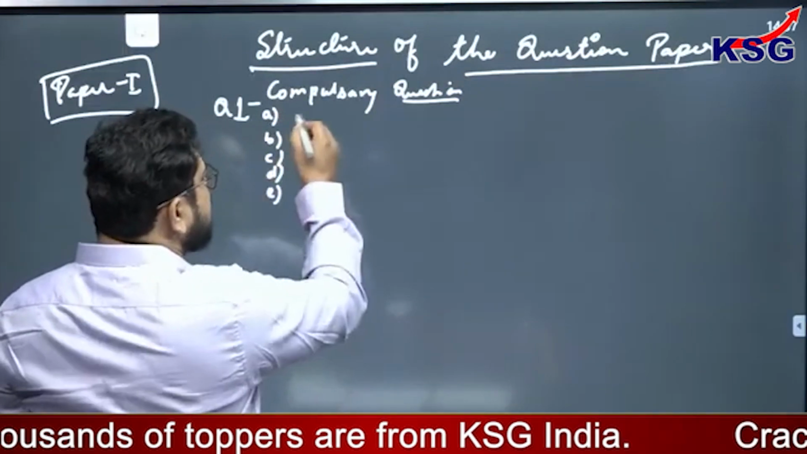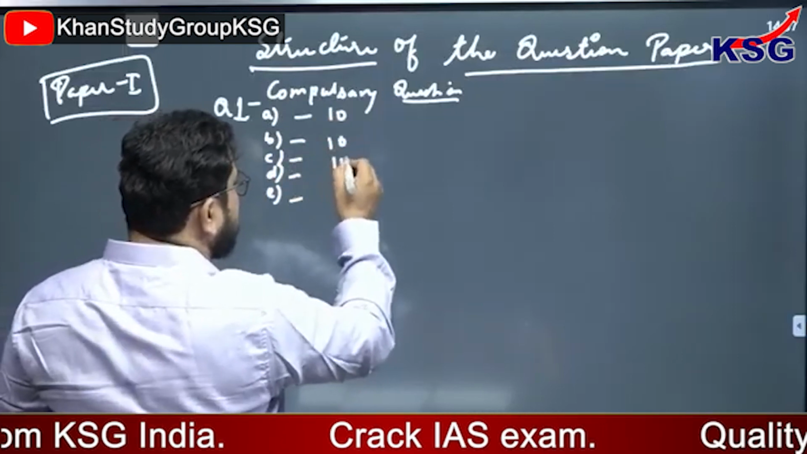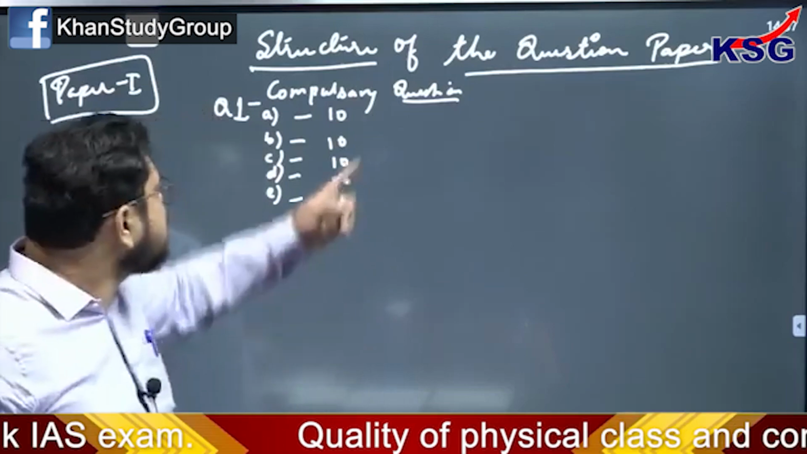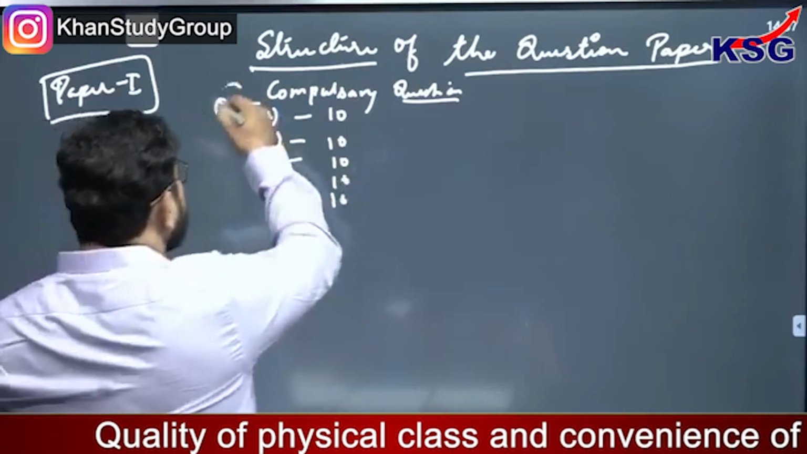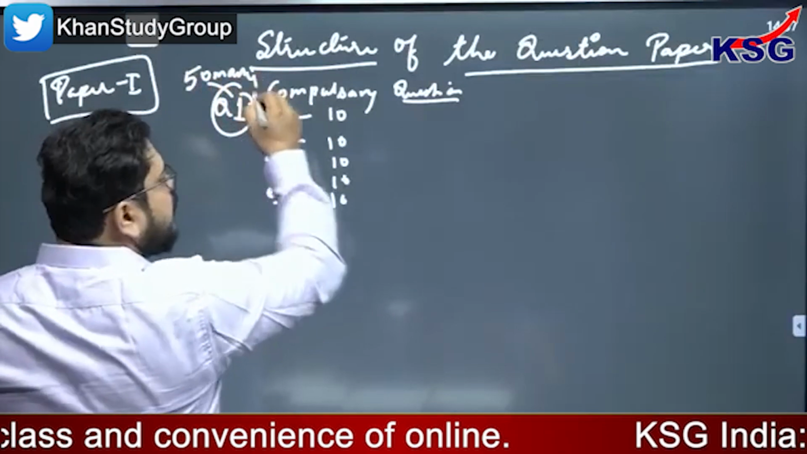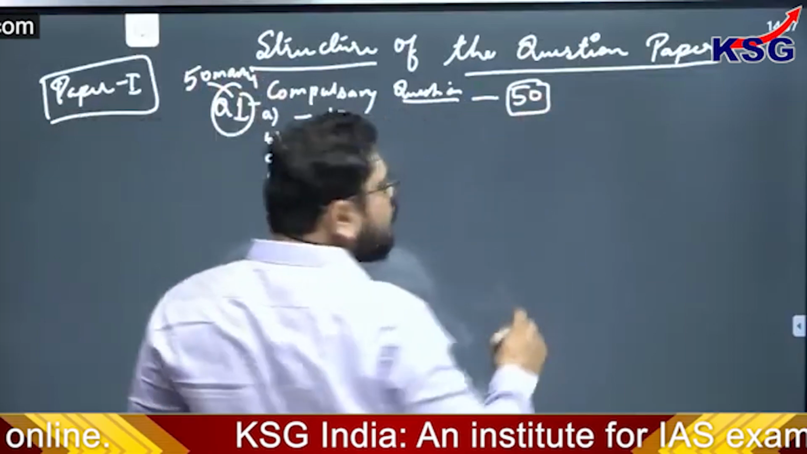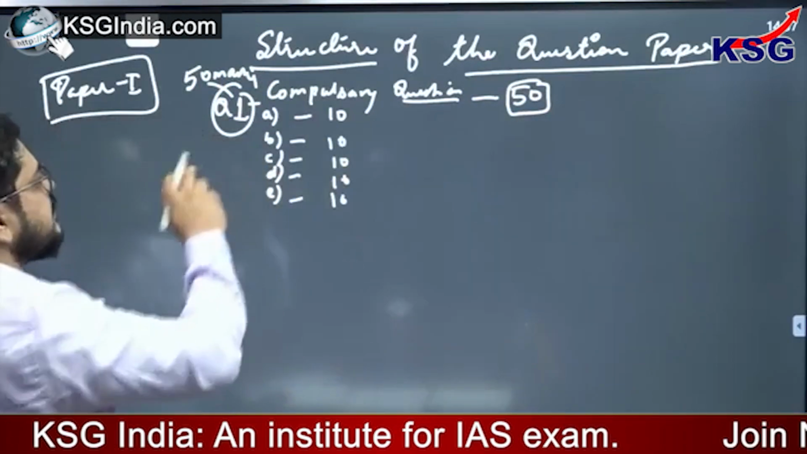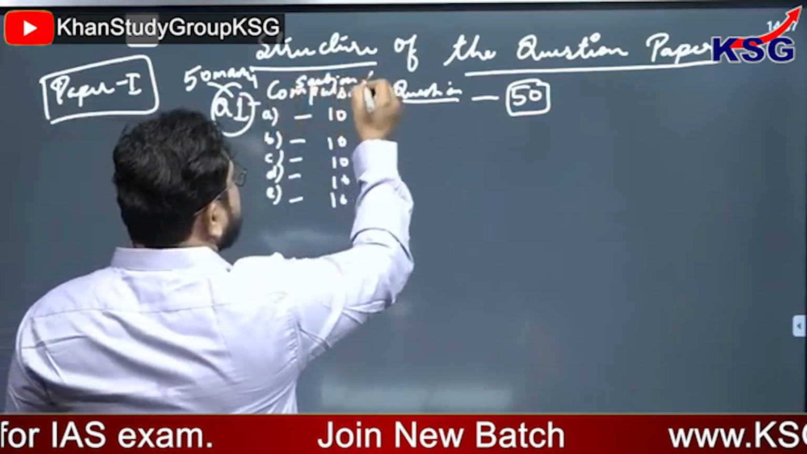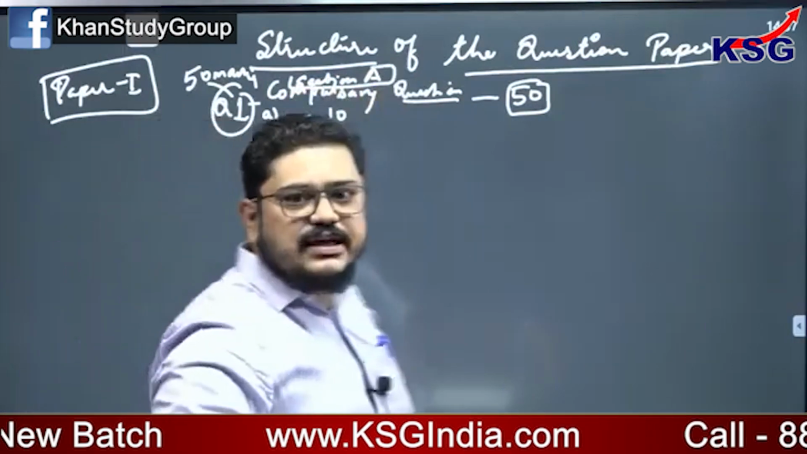Each of these questions will be of 10 marks. What does that mean? That question number 1 is of 50 marks. Let me write it here, of 50 marks. So 50 marks compulsory question, and this is section A. So basically your question paper is divided into 2 sections, section A and section B.